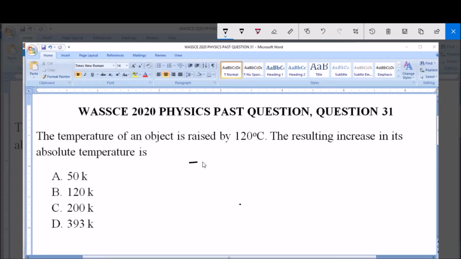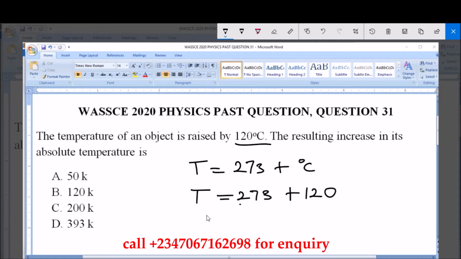Now, absolute temperature T is given in terms of Kelvin, and this is expressed as 273 plus the value in degree Celsius. Now we are given a temperature rise of 120 degrees Celsius. So therefore the absolute temperature T, which is given in Kelvin, will be equal to 273 plus 120, and the temperature T is equal to 393 Kelvin.